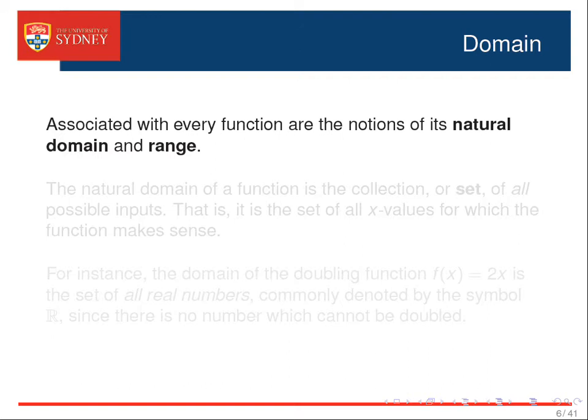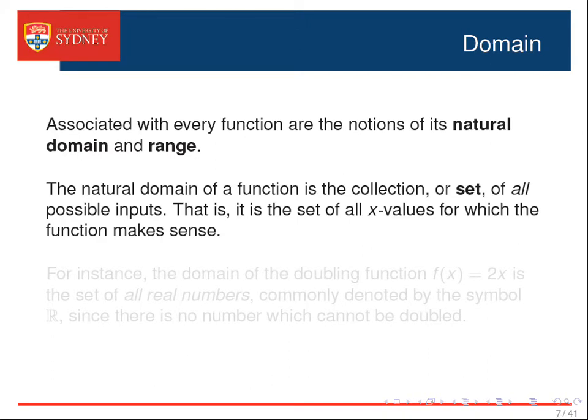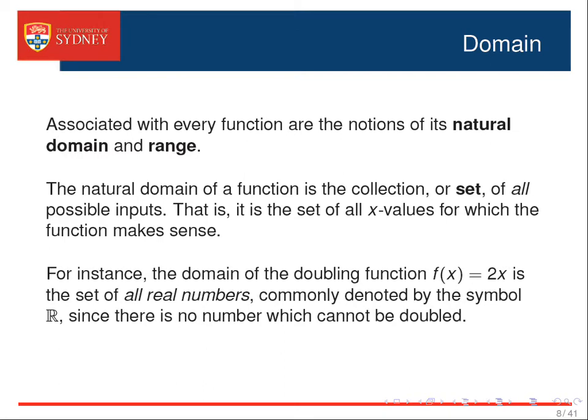Associated with every function are the notions of its natural domain and range. The natural domain of a function is the collection, or more formally, the set, of all possible inputs. In other words, it's the set of all the possible x values for which the function makes sense. For instance, since there aren't any numbers which can't be doubled, the domain of the doubling function, f of x equals 2x, is the set of all real numbers.